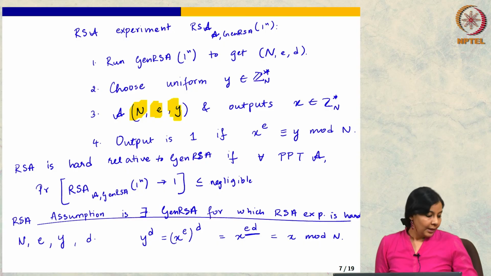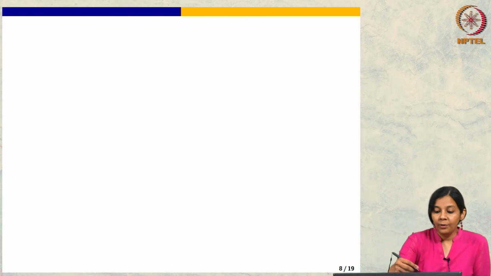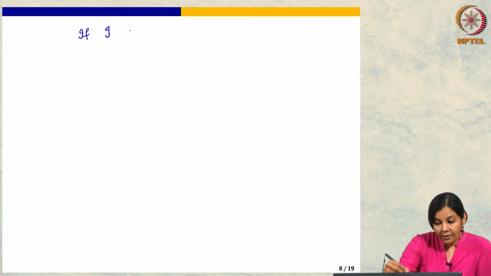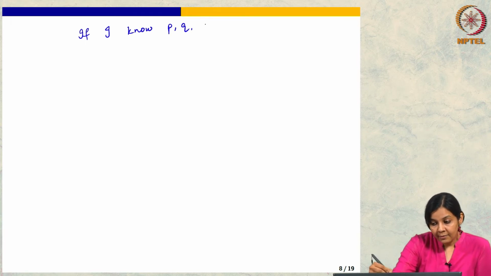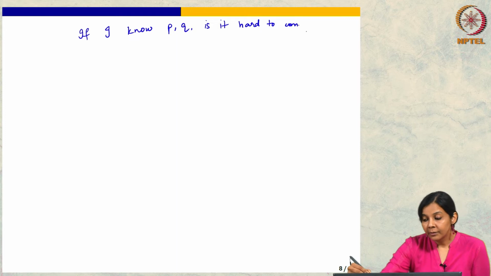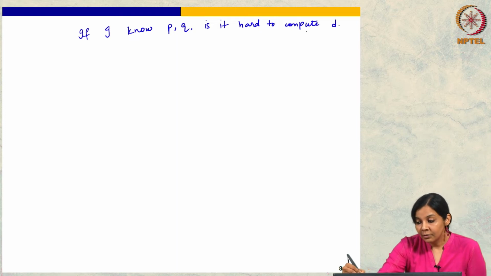Let us examine that. So, the question is that if I know P and Q, then is it hard to compute D? This is your question. Yeah, so the answer is no.